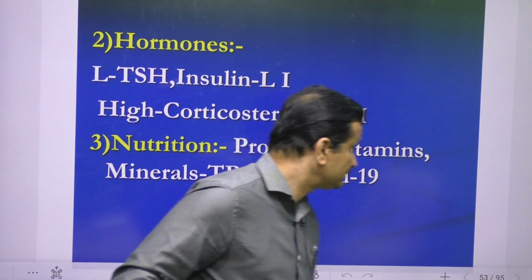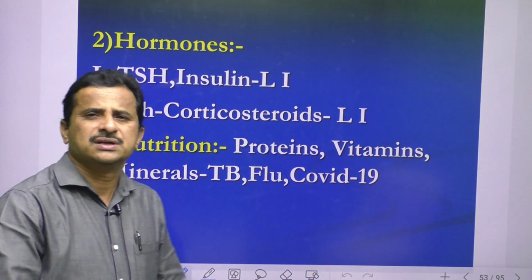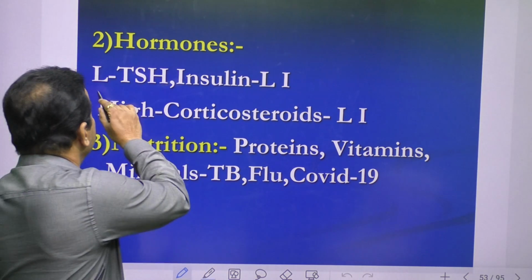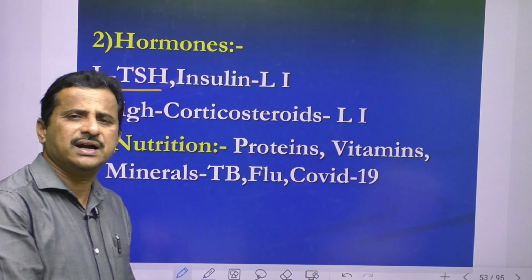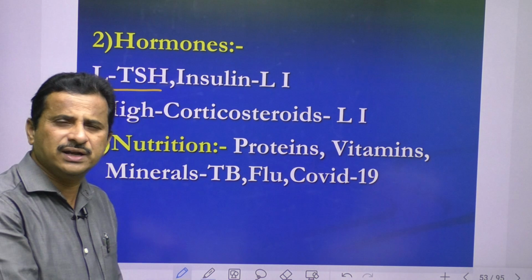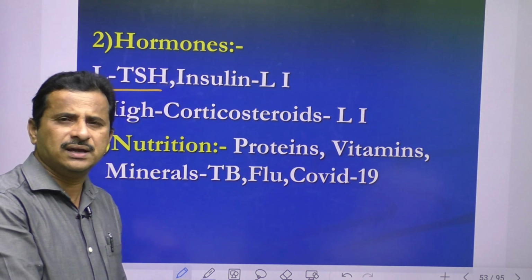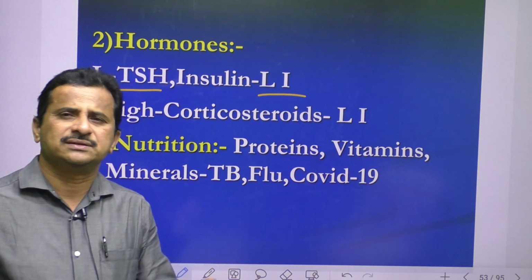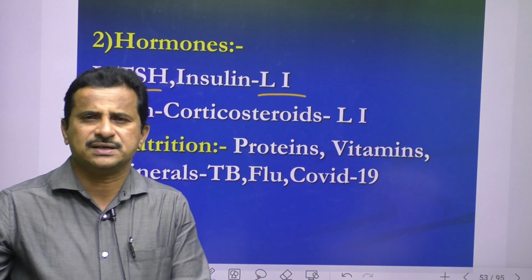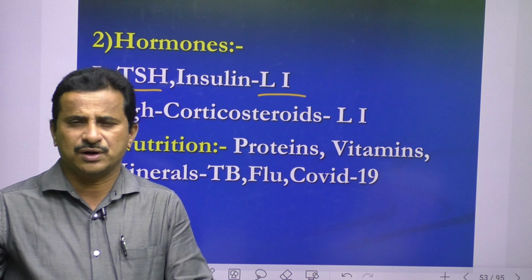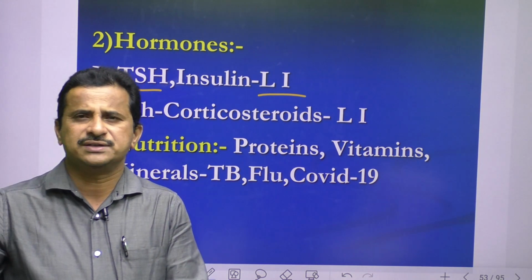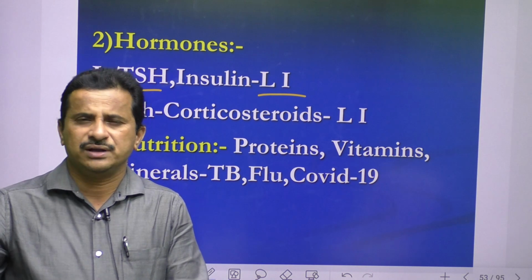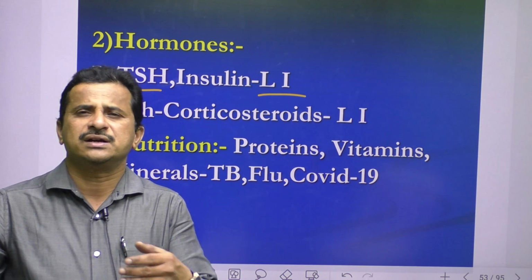And next, hormones. Some hormones also influence immunity. For example, if TSH, thyroid stimulating hormone, or insulin is low in any person, that person has low immunity. That's why persons who are suffering from thyroid problems, that means hypothyroidism, and diabetes generally show low immunity. That's why they frequently get infected with diseases.